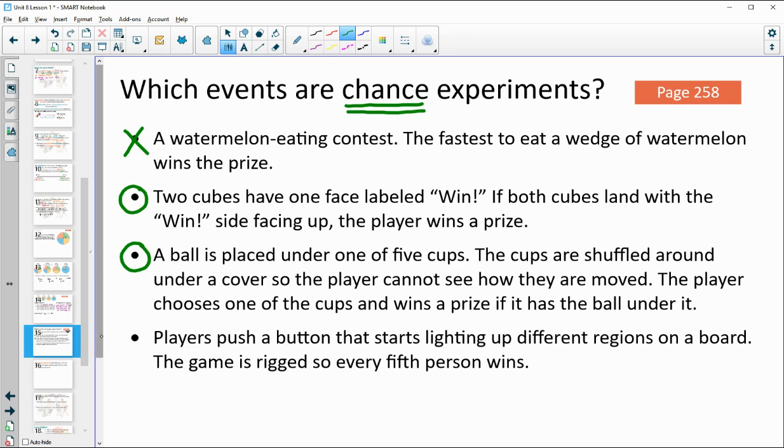And the 4th one, players push a button that starts lighting up different regions on the board. The game is rigged so that every 5th person wins. So this is not up to chance because we know it's a pattern, so we know who is going to win. So as they step up, if they're the 5th person, they're going to win. So that is not based on chance.